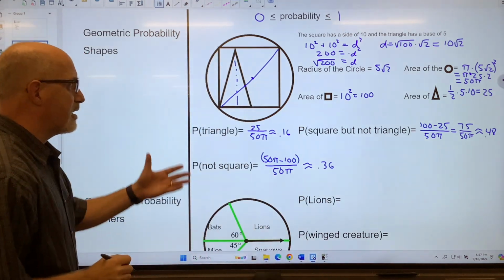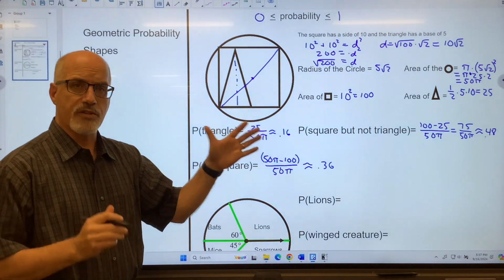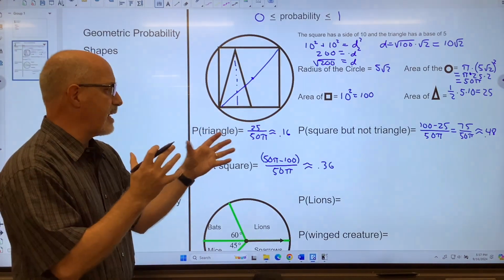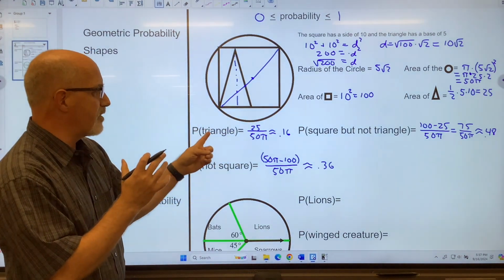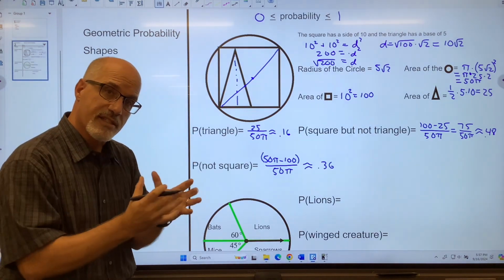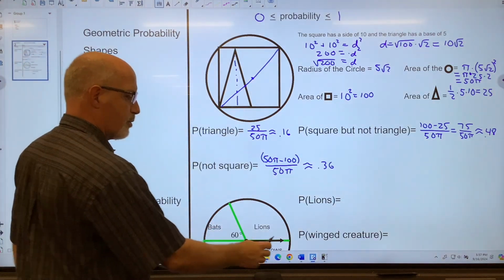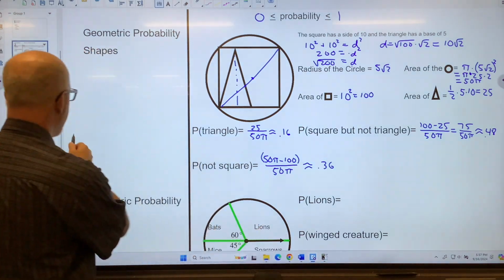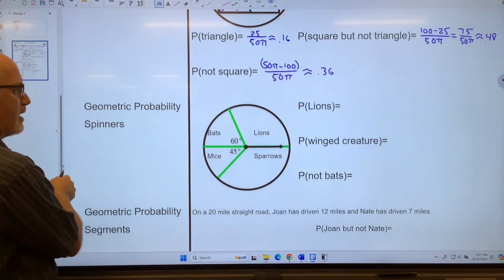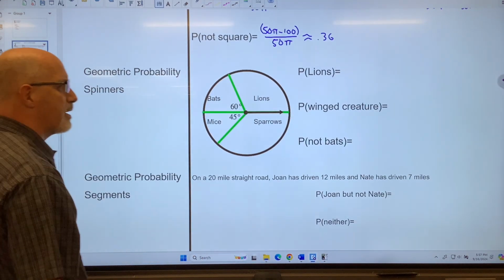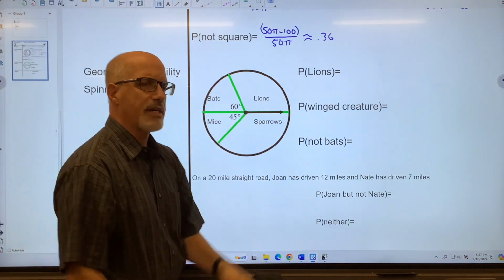All right, so that's when we have geometric figures. Success would be the figure that it's saying the probability of. If it says probability of a triangle, that means the triangle's the success. You put it over the total, then you get your probability, which will lie between 0 and 1. All right, let's look at spinners. It's another possibility. So let's say we've got these different possibilities.